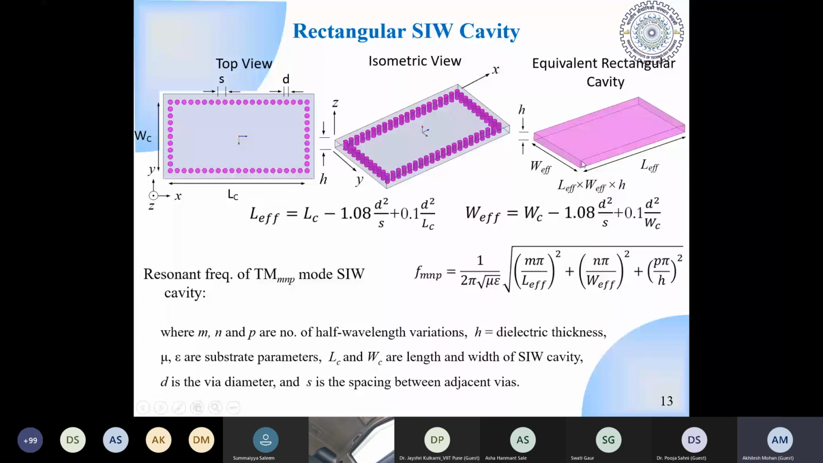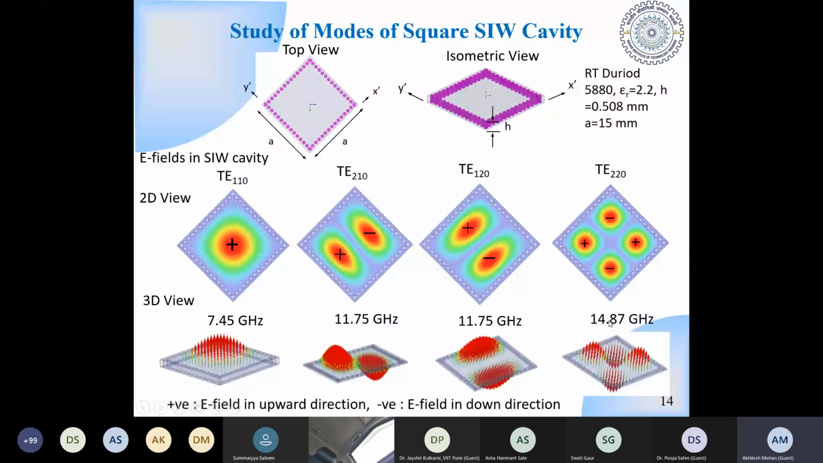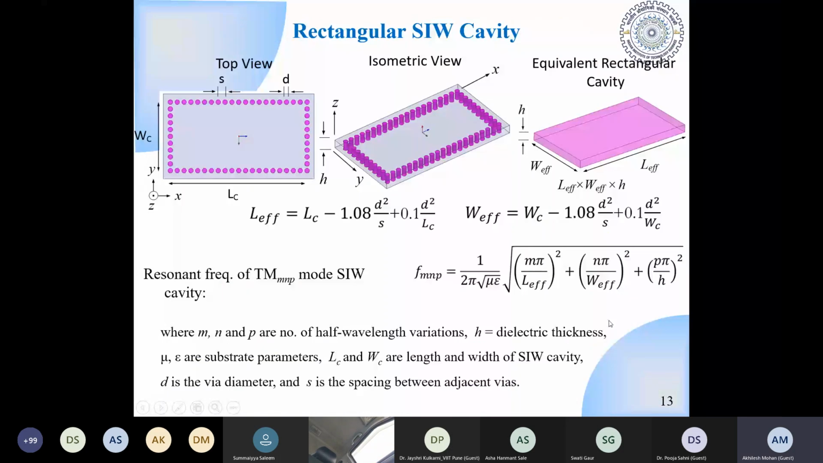Here the resonant frequency of a TE mnp mode of the SIW cavity is given by this formula: m pi by a, n pi by b, p pi by c, and 1 over 2 pi root mu epsilon. So you can get the calculated frequency out of it. This is a rectangular SIW cavity, and we want to study its behavior. The cavity is basically an equivalent cavity resonator, so we want to study its resonance behavior.